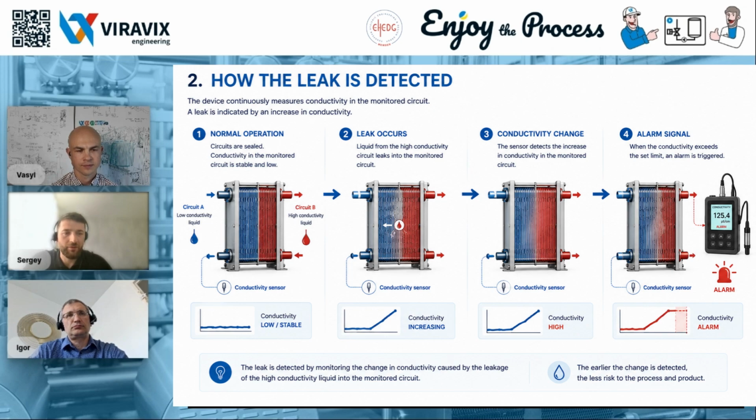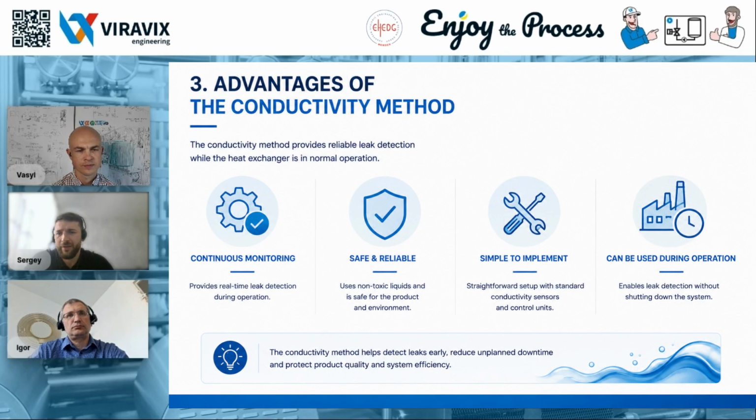One of the main advantages of this method is that it's simple to implement. All you need is a conductivity sensor and a control fluid. Another advantage is safety, since no toxic or hazardous substances are used. The test can also be carried out while the system is operating, provided that the media in the two heat exchanger circuits have different conductivity levels to begin with.